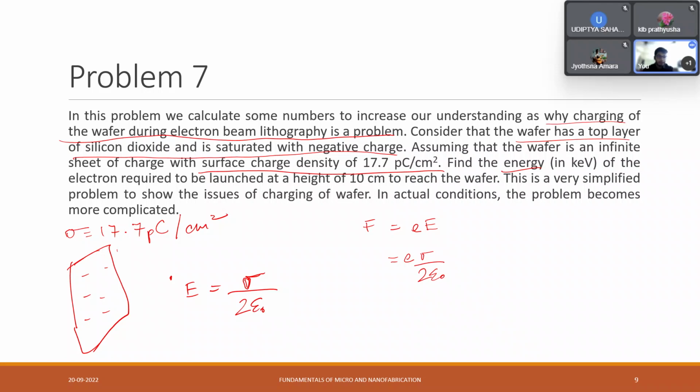Now this will be equal to the energy you need to provide such that the electron reaches the surface. If you provide this much energy, it will reach the surface of the wafer. So that will be the solution of this. You can put the values here and you will get the correct option answer. This is a numerical type problem.